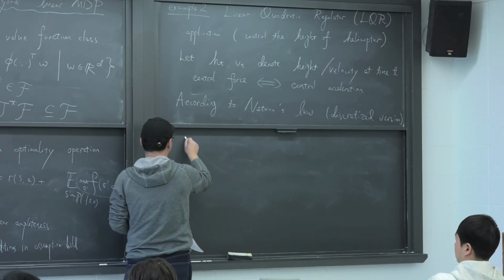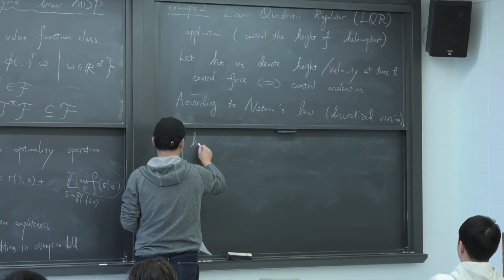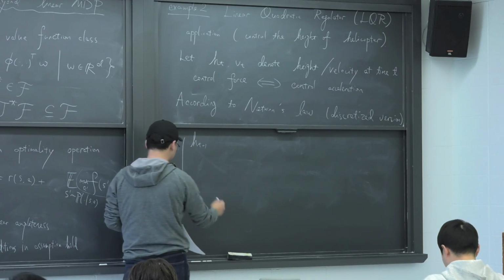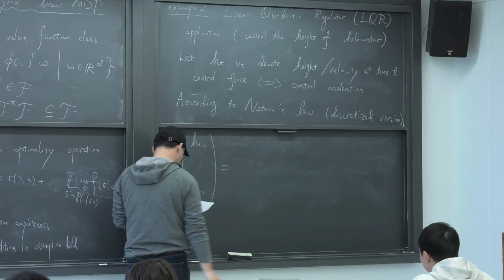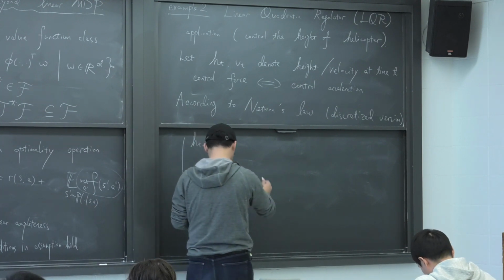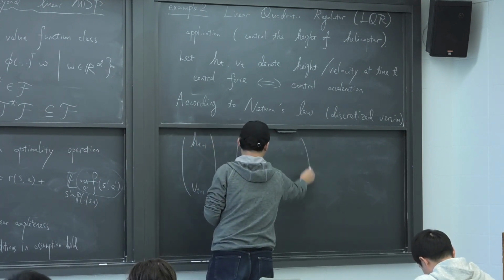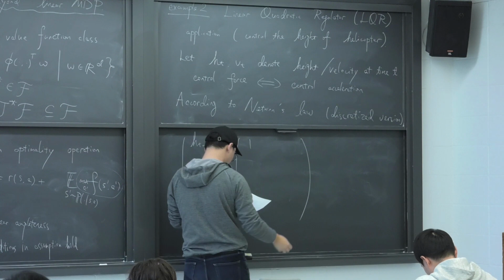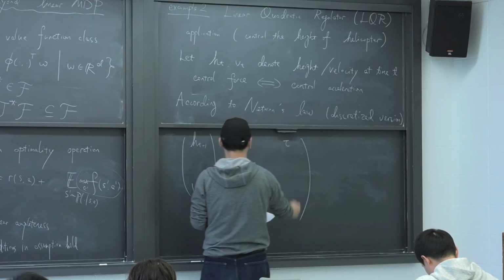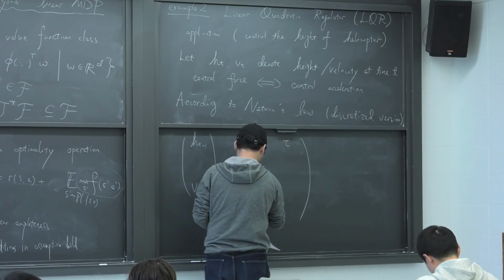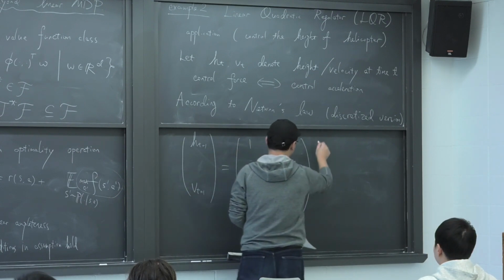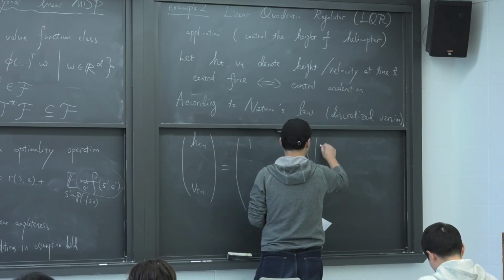That is the height at t plus 1 time, and also the velocity at t plus 1 time is roughly equal to 1 and tau. Tau is essentially the time interval. And 0, 1 times ht vt.